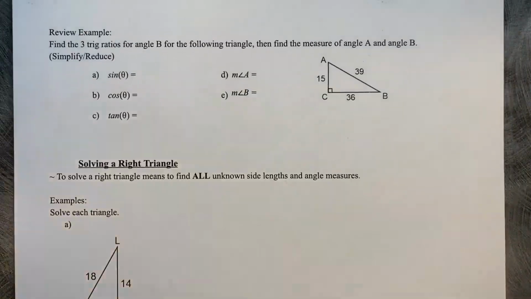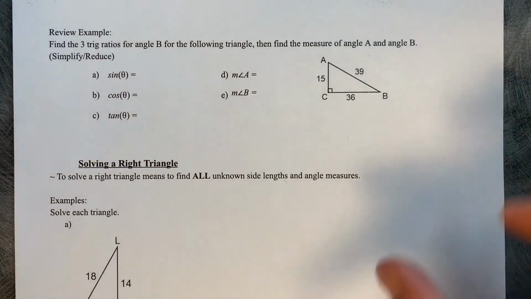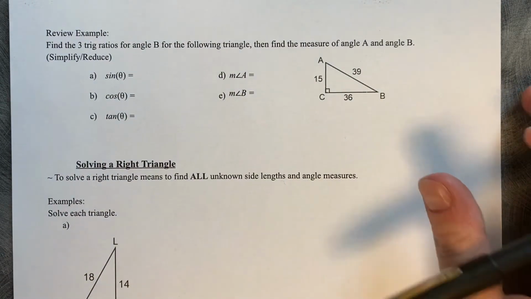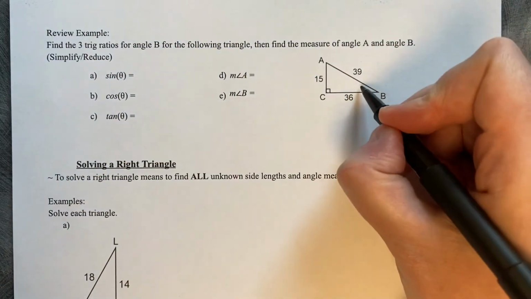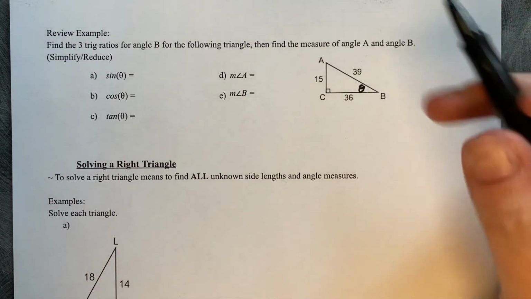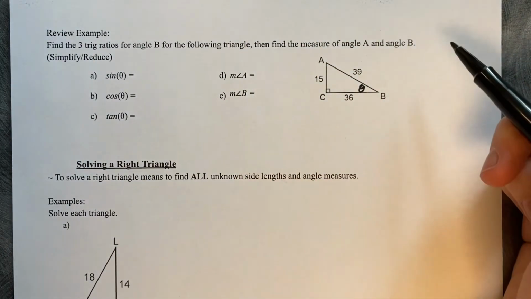Let's do a little review from our last lesson. Find the three trig ratios for angle B. So that's going to be our theta as angle B. And then find the measure of angle A and angle B. So pause this video and try this review on your own.